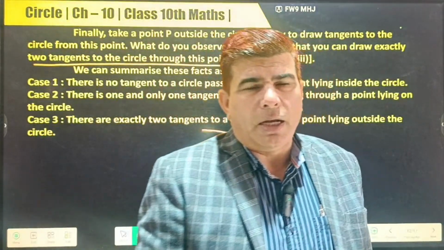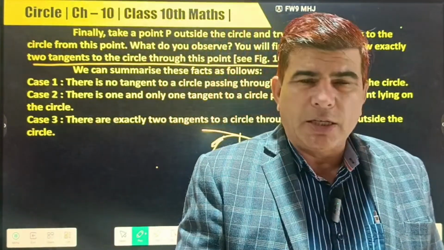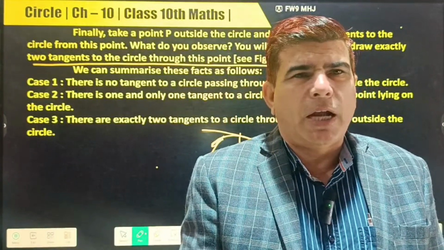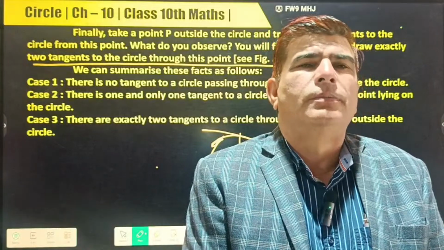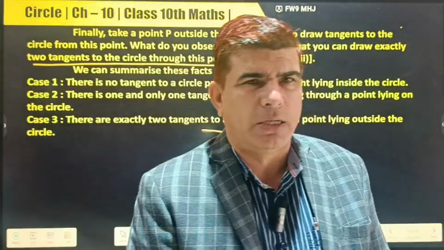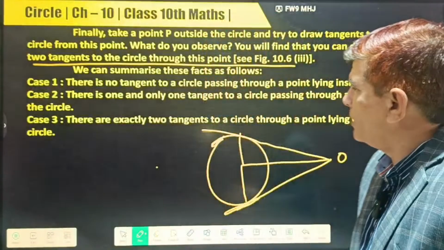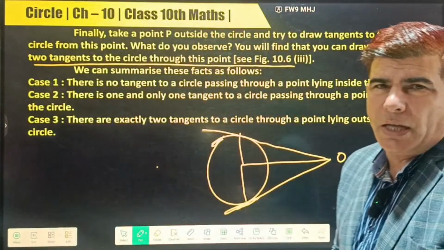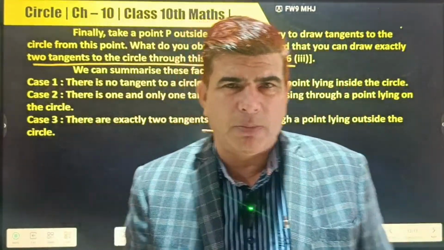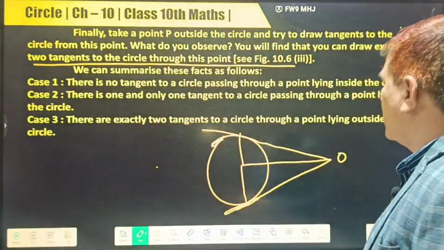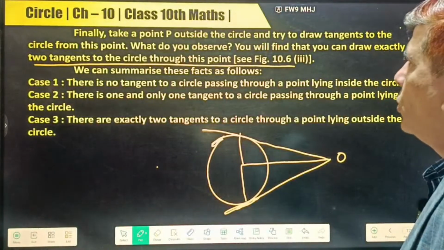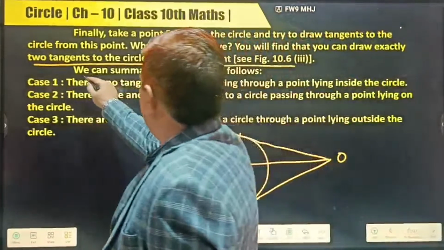So again I can tell, if we have a circle and a point lying inside the circle, it means we cannot pass any tangent through this point. All are secants or chords of the circle. If the point is lying on the boundary of the circle, then only one tangent passes through this point. And if the point is lying outside the boundary, then we can draw 2 tangents which pass through this point. So we can summarize these facts as follows.